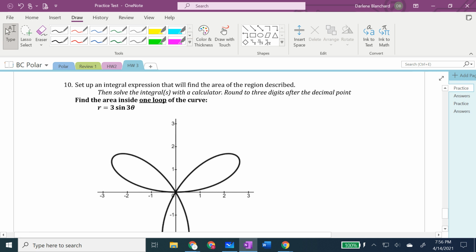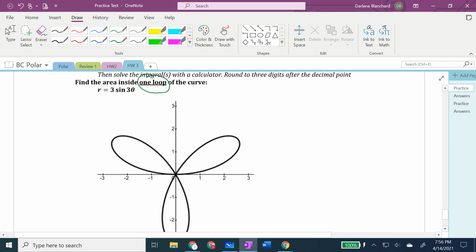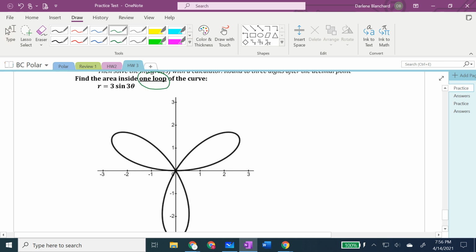So with number 10, you're only finding the area inside one of these loops. You can pick whatever angles you want. When you look at this graph, you should see that it looks very much like it's being spit out of the pole at angle 0. But there's another angle over here that needs to be found for where it is being sucked back into the pole.